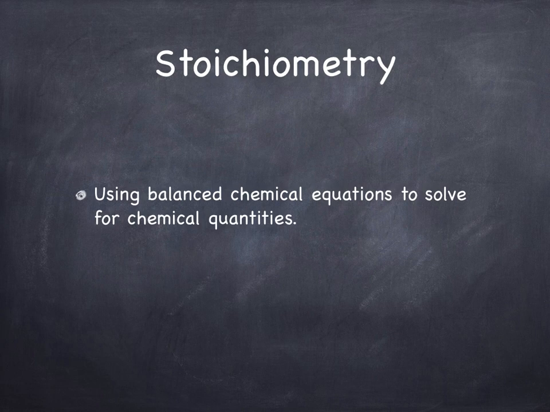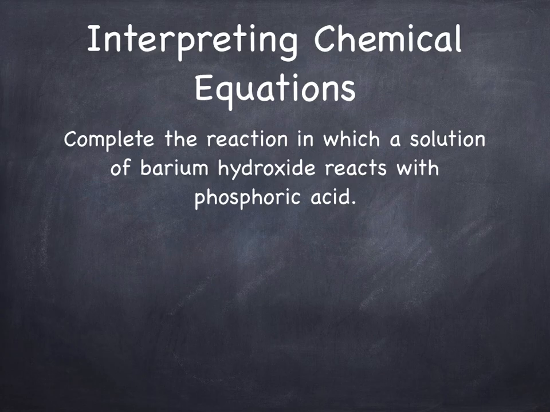What is stoichiometry? Stoichiometry is using chemical equations to solve for chemical quantities. So this is bringing together all of the pieces that we've learned so far: balancing chemical equations, understanding reaction types so that you can build those chemical equations, and then using them to solve for chemical quantities, specifically our mole calculations. But before we get to that, we're going to look at how to interpret chemical equations, and some of this is a bit of a review.